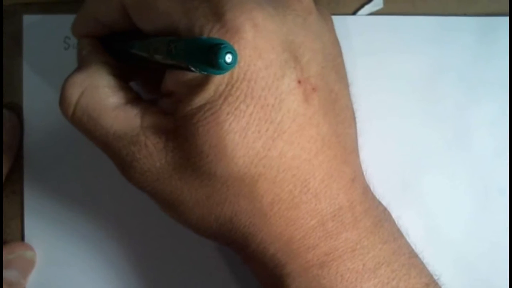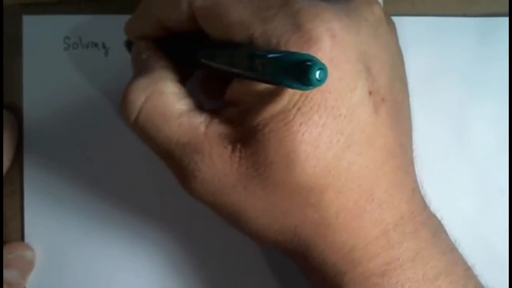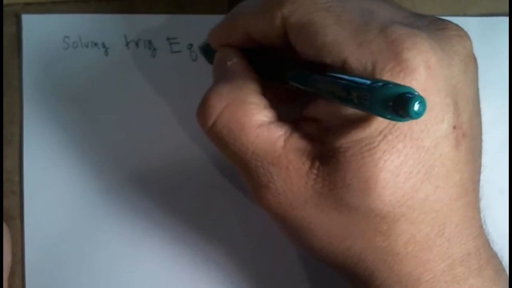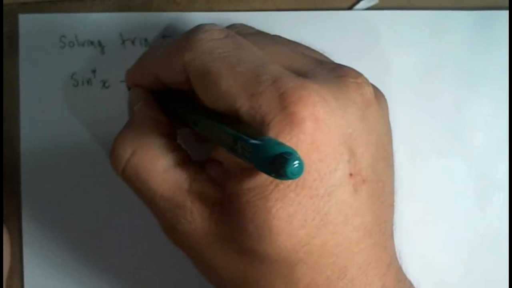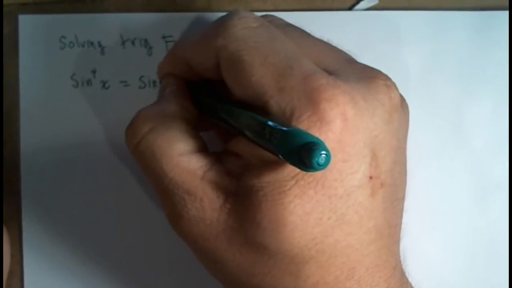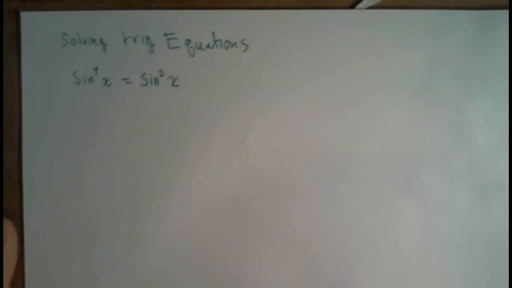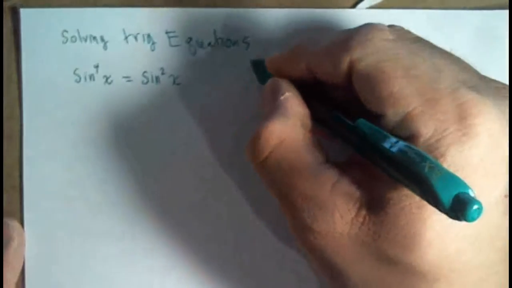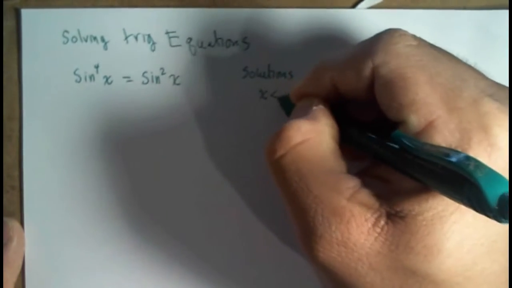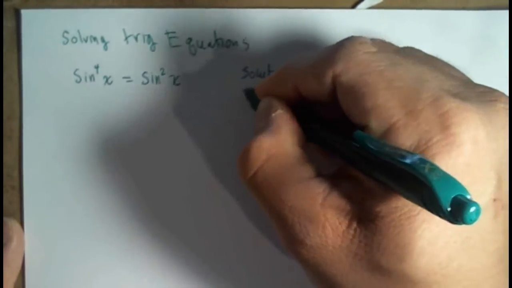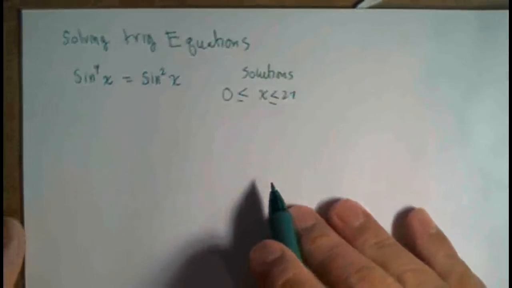Okay, so what I want to do right now is go over one of the homework problems, solving trig equations. I want to go over the problem sine to the fourth of x equals sine squared of x. I believe in the homework we were asked to find solutions where x is less than or equal to 2 pi, but larger than 0.